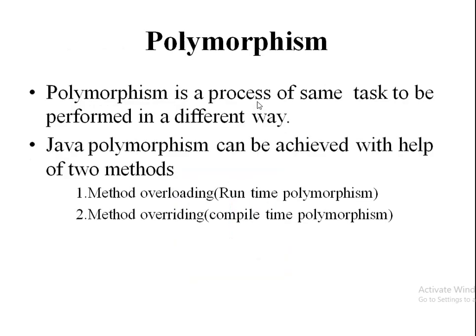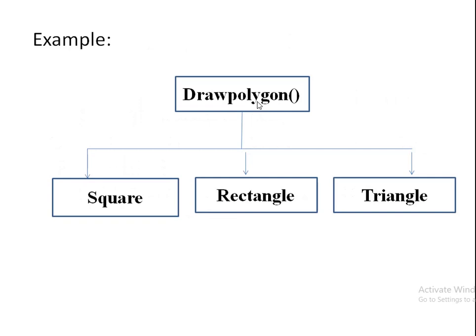Next, polymorphism. Polymorphism is a process where the same task can be performed in a different way. In Java, polymorphism can be achieved with the help of two methods. One is method overloading, the second one is method overriding. Method overloading is nothing but compile time polymorphism, and method overriding is nothing but runtime polymorphism.